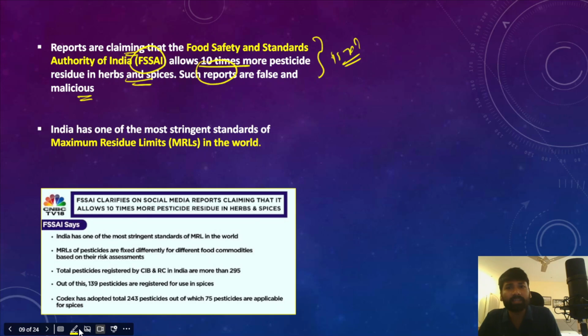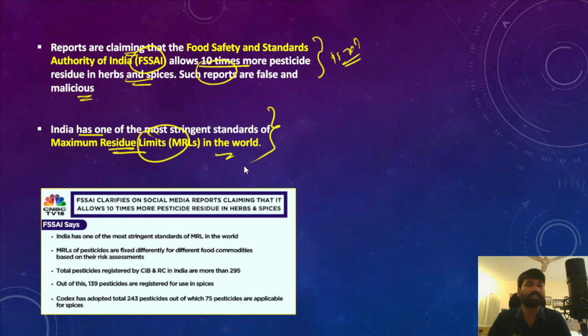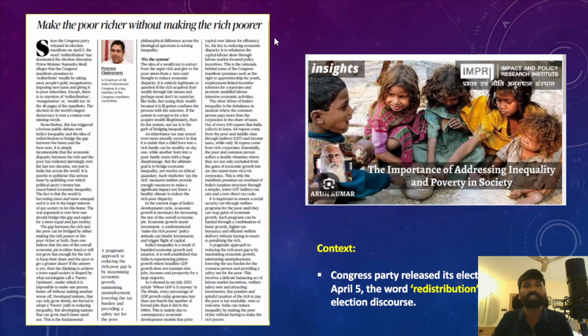And in fact, the very same agency has also said that India has one of the most stringent standards of maximum residual limits in the world, because public health is a key concern for the regulator. Okay, so this is the news about the pesticide residue in India's spice products.